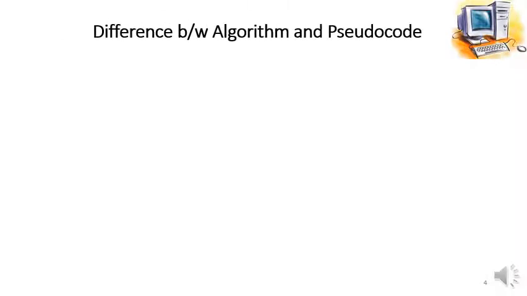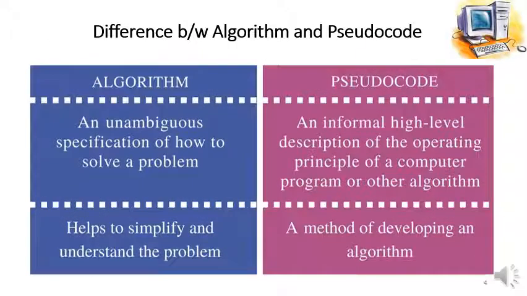Difference between algorithm and pseudocode. Algorithm. An algorithm is an unambiguous, meaning a clear and understandable, specification of how to solve a problem. It's a stepwise, clear and understandable procedure for solving any problem. In contrast, the definition of pseudocode says it is an informal high-level description of the operating principle of a computer program or other algorithm.